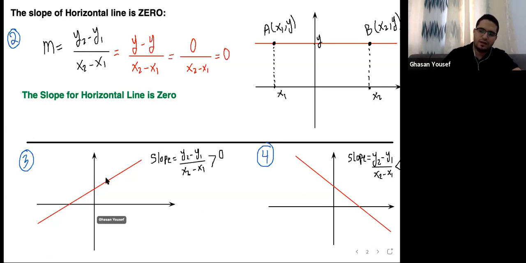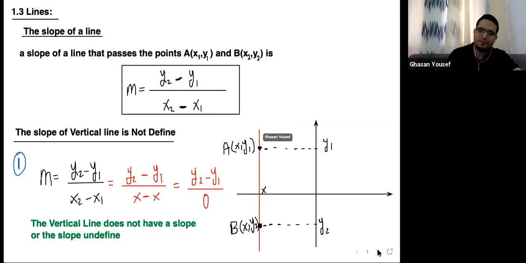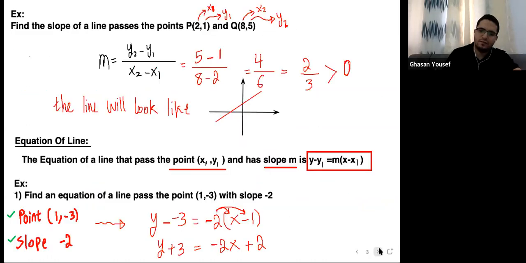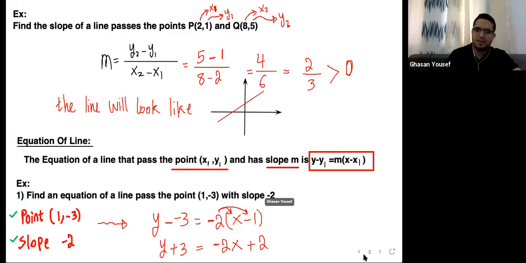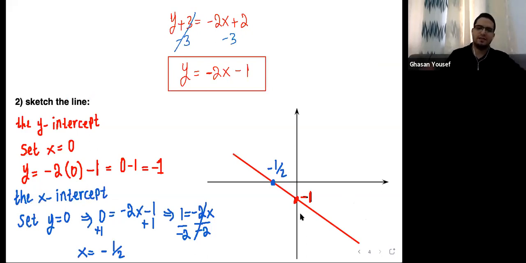If the slope is negative, it should look like this. If the slope is 0, it's a horizontal line. If the slope is undefined, it should be a vertical line. So here the slope from this question is -2. This means it is negative. So the shape for this line is like number 4, like this. Now to find the y-intercept and the x-intercept, set x equals 0 for the y-intercept and set y equals 0 for the x-intercept. This is what you should know about how to graph any line.